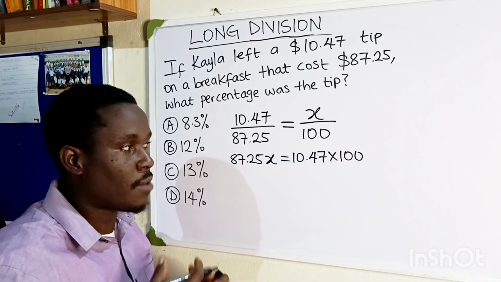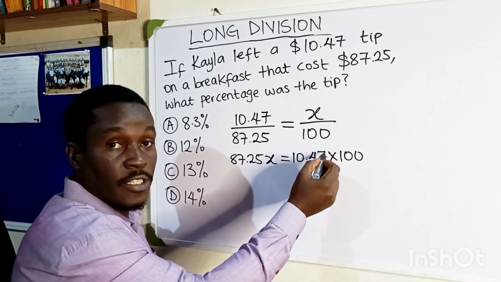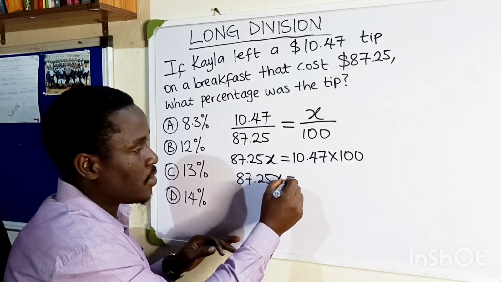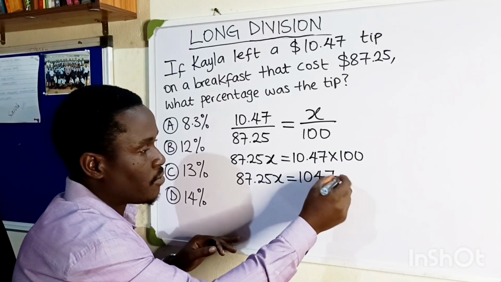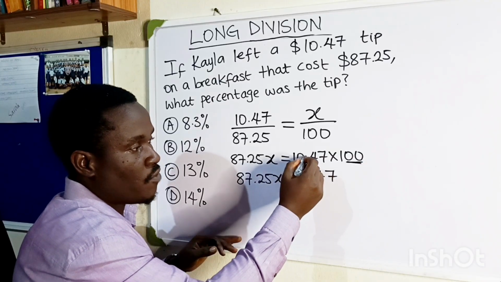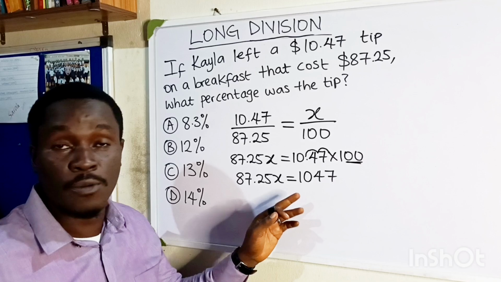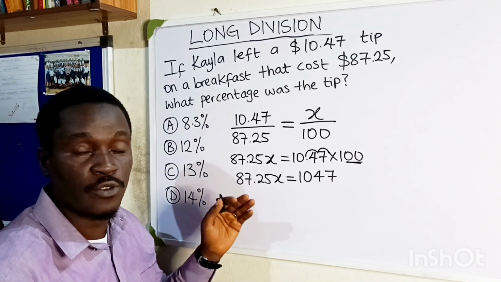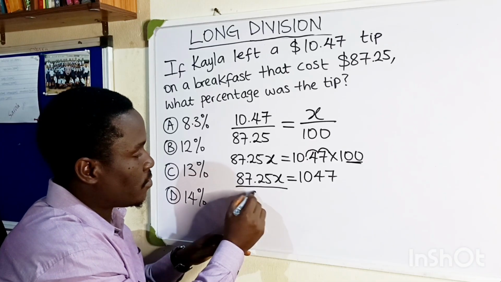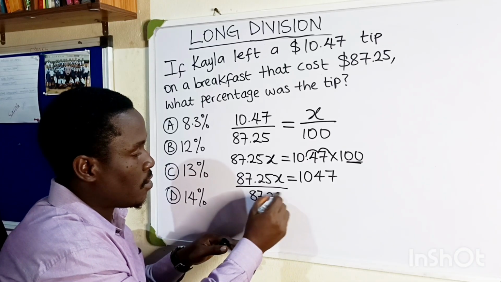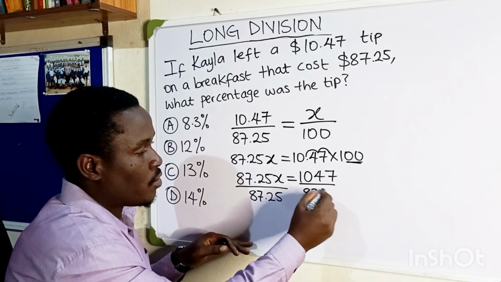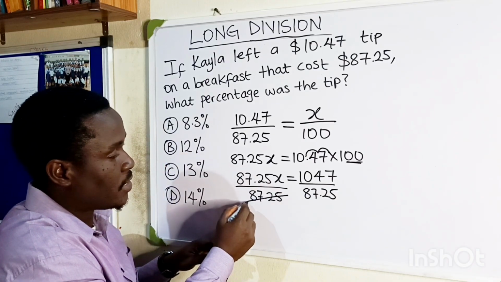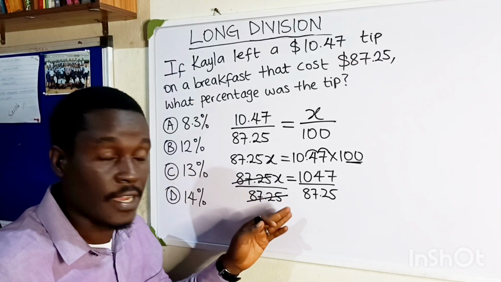Earlier I said that when you are multiplying by 100, you move the decimal point twice. So we are going to have 87.25x is equal to 1047. 100 has two zeros, so we'll move the decimal point twice. So it becomes 1047. So to get x, we divide both sides by 87.25. So divide by 87.25, divide by 87.25. So now when this cancels out this, you're going to get the value of x, right?